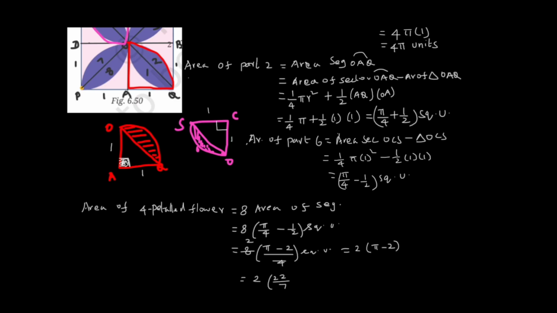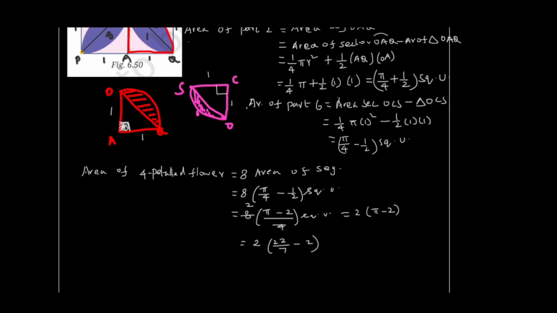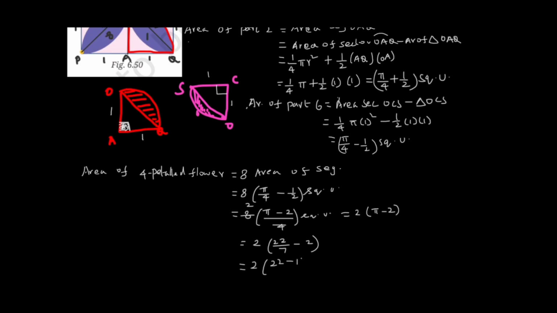of pi as 22 by 7 minus 2, we will get twice 22 minus 14 by 7, which is equal to twice 8 by 7, which is equal to 16 by 7 square units. So this is the area of the 4 petaled flower.